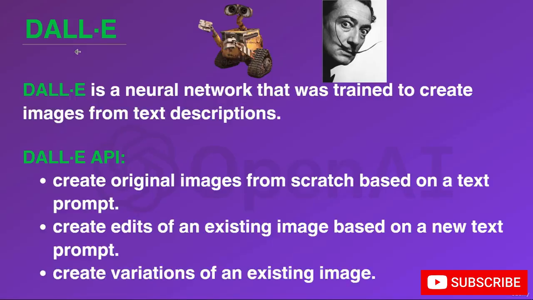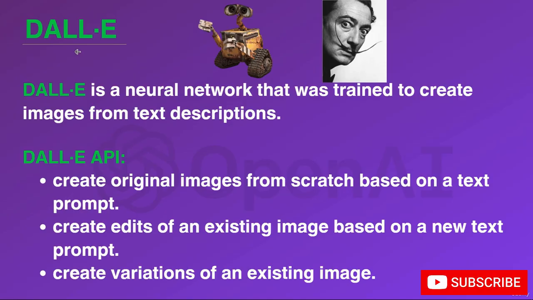So in a nutshell, the DALL-E API provides you with ways to create original images from scratch based on a text prompt, to create edits of an existing image based on a new text prompt, and also to create variations of an existing image. DALL-E is just a neural network that was trained to create images from text descriptions. I also want to point out that when we are talking about DALL-E, we are referring to DALL-E 2, which is the second version of DALL-E.